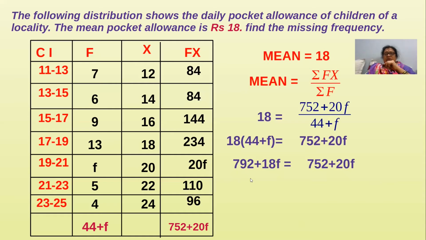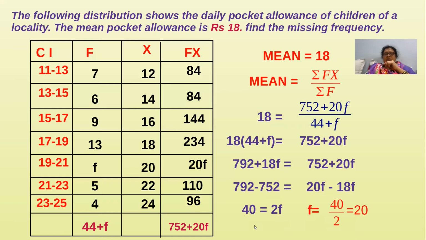So here we will move 752 to LHS and 18f to RHS like this. When we subtract, we will get 40. On the right side we will get 2f. So here in this problem, we can easily find out the f value. The f value is 20. So like this we can find out.